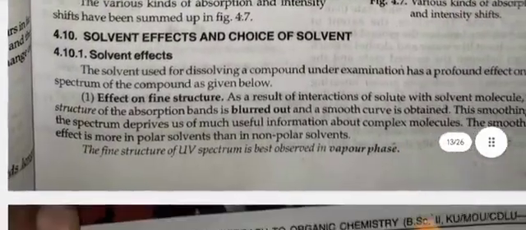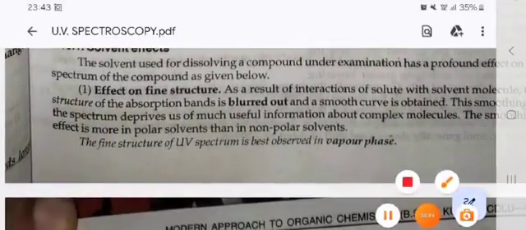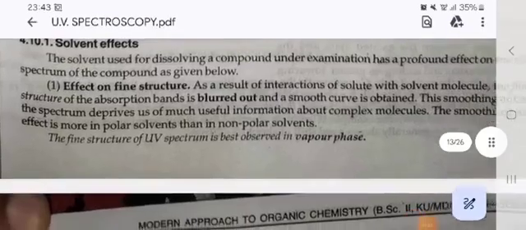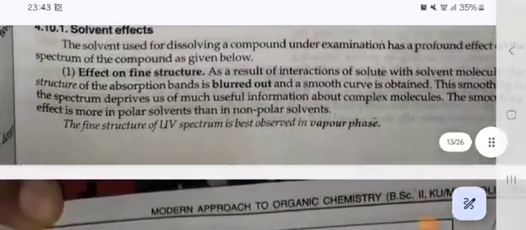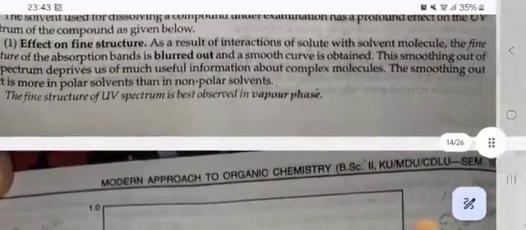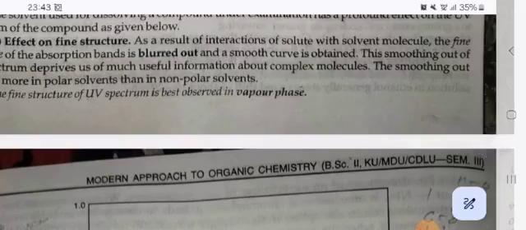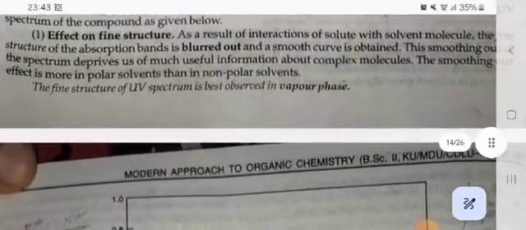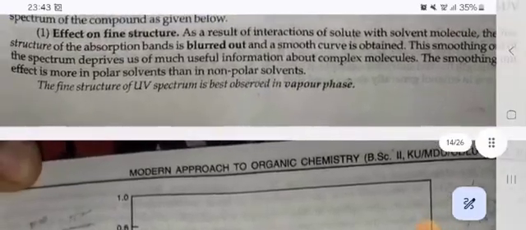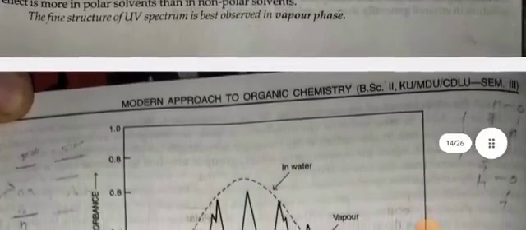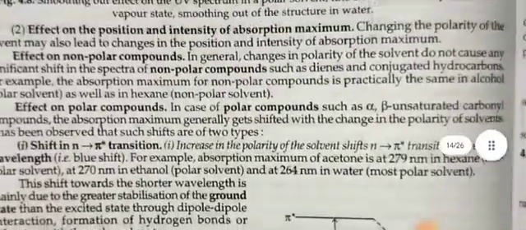Solvent effects and choice of solvent. Solvent effect. The solvent used for dissolving a compound under examination has a profound effect on the UV spectrum of the compound, as given below. Effect on fine structure. As a result of interaction of a solute with the solvent, the fine structure of the absorption band is blurred and a smooth curve is obtained. The fine structure of the UV spectrum is best observed in the vapor phase.